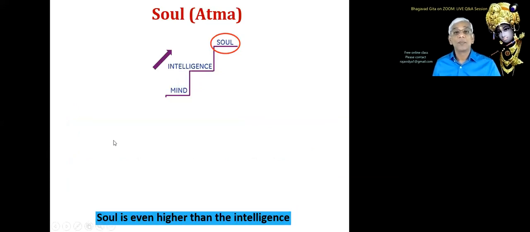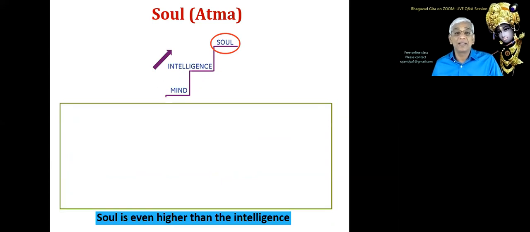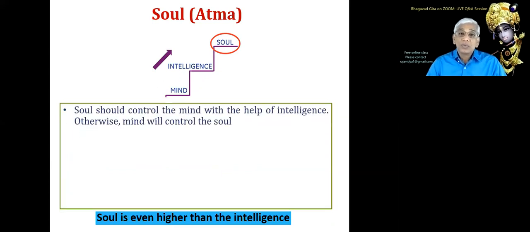Now, the soul. Until now we have understood how the senses are above the body, the mind is above the senses, and intelligence is above the mind. Now we are going to understand the soul. The Atma, the soul, is even higher than the intelligence. It's very important because the soul should control the mind with the help of intelligence. Otherwise, the mind will control the soul. That is a very important thing we need to know.